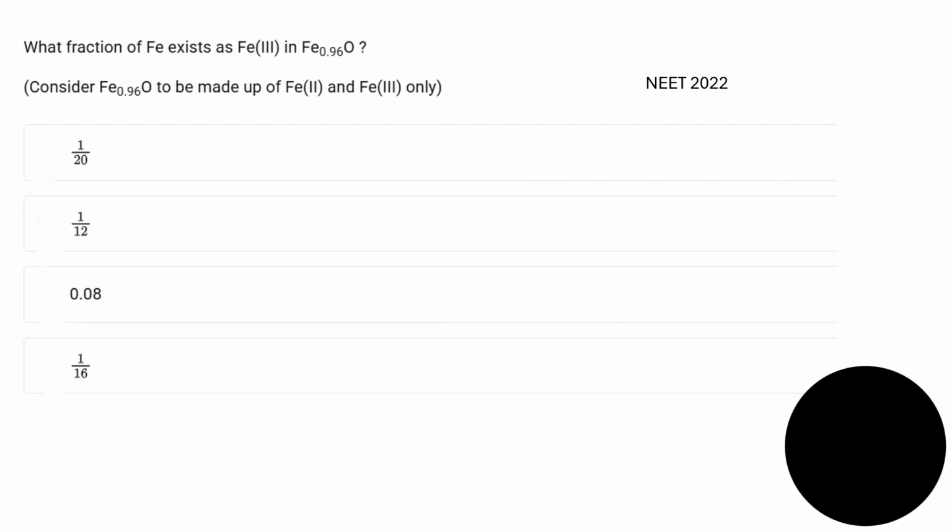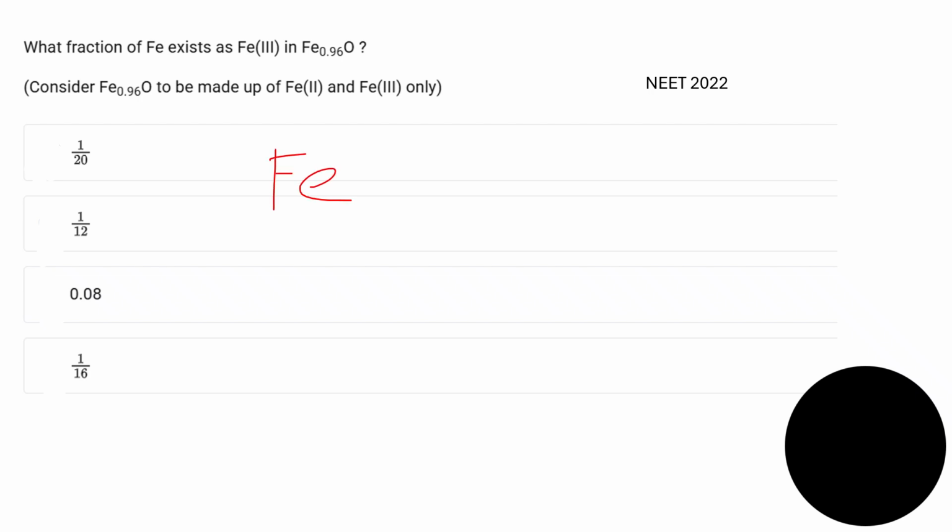The next question: what fraction of Fe exists as iron 3 in iron 0.960, which means FeO, a metal oxide, iron oxide, considering Fe 0.960 to be made up of Fe2 and Fe3 only. How to approach this question? This question is very simple. It is nothing but stoichiometry.